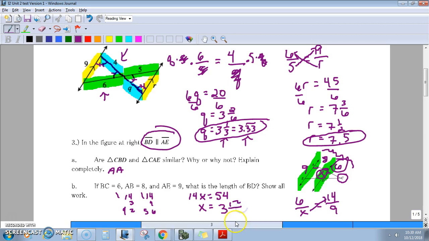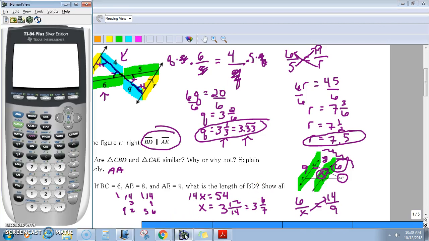Watch my math. If I make a mistake and you catch it, I'll give you an extra credit point. 12 over 14 reduces down: half of 12 is 6, half of 14 is 7. So 3 and 6/7. Let's see if that matches what we would get with the calculator.